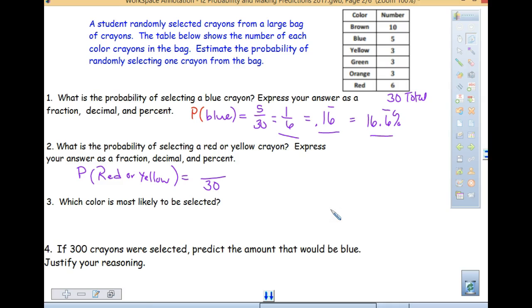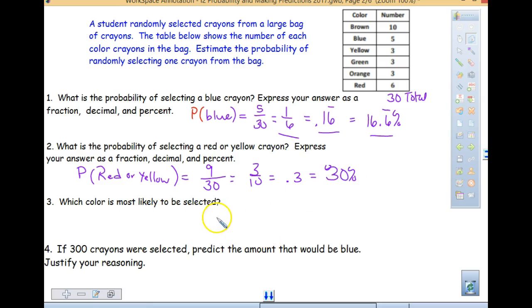Caleb in the back, how many did you have? Red and yellow? 9. 9. So 9 out of 30, we're going to simplify that to 3/10. We are then putting our decimal 0.3 and our percent, which would be 30%.